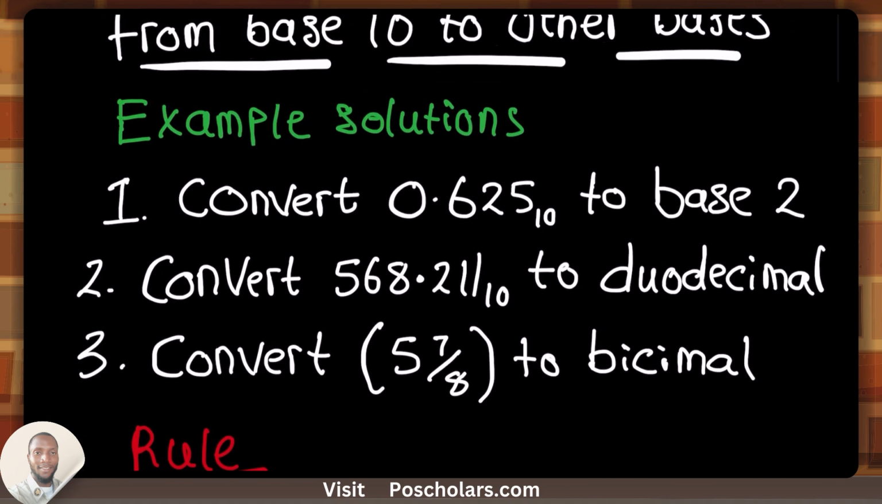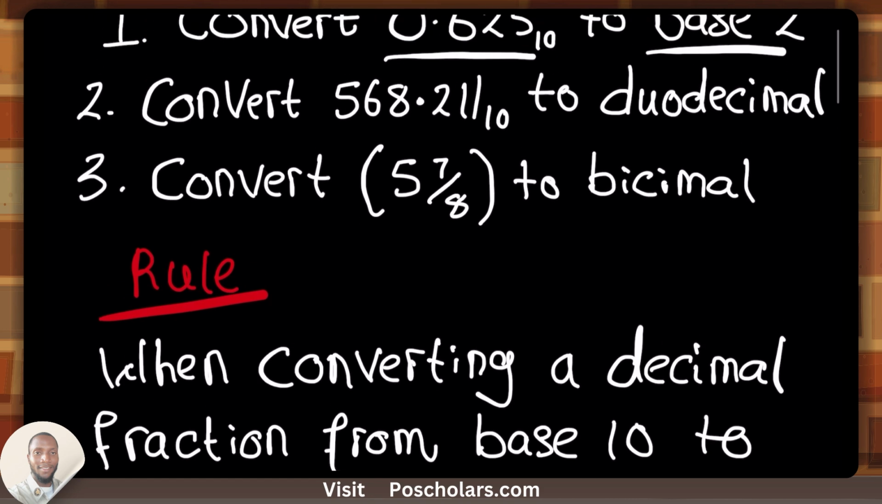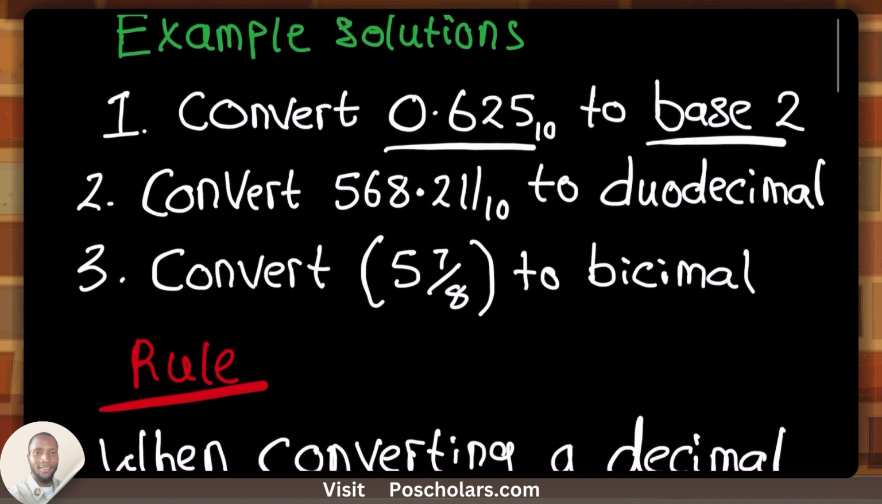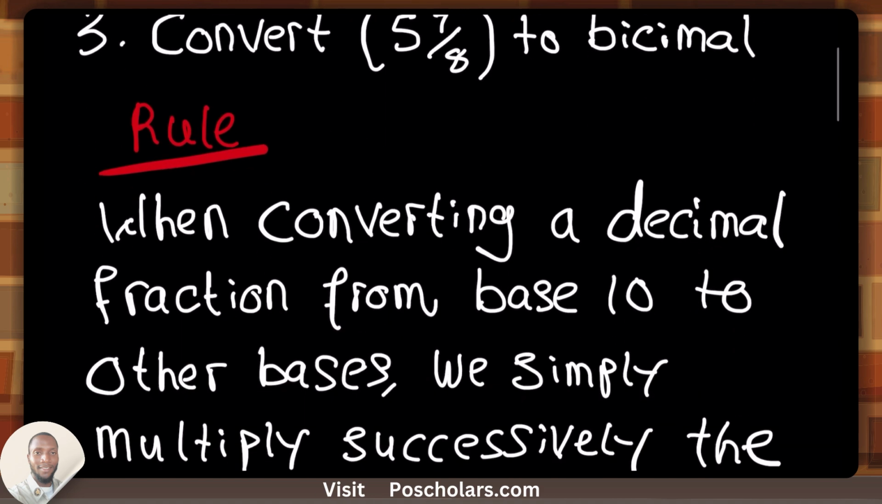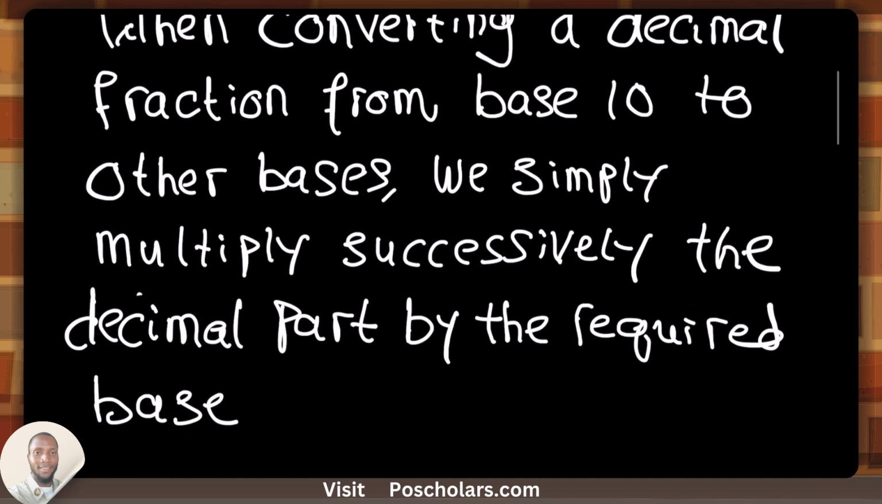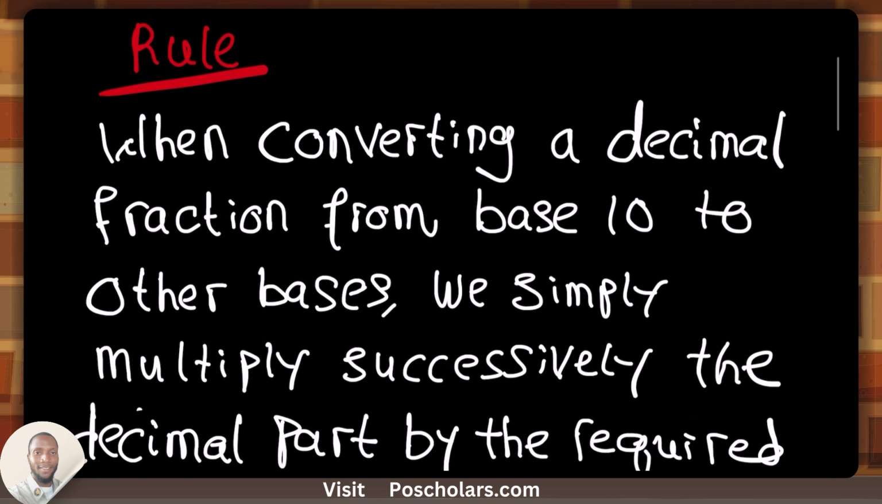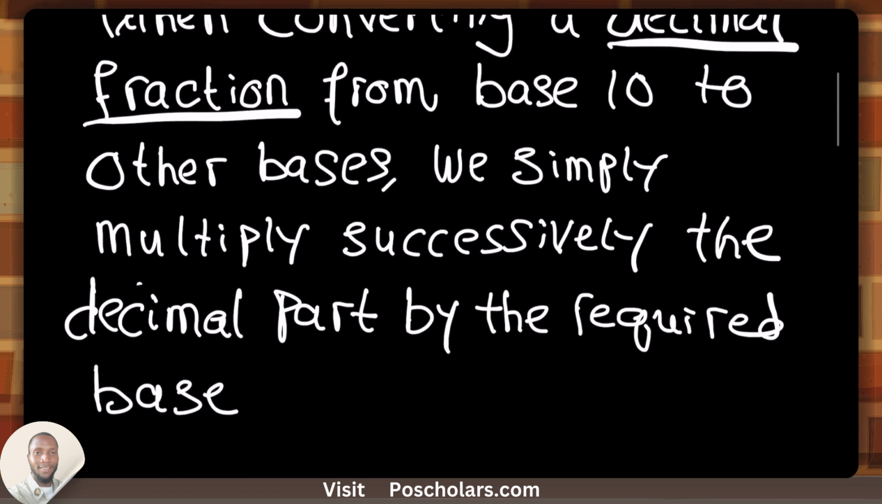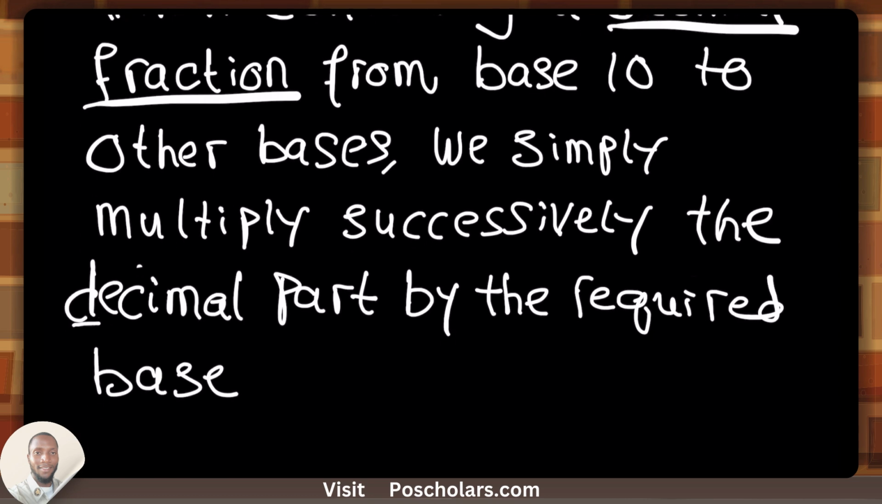The first question says convert 0.625 base 10 to base 2, right? Now, whenever you want to convert a decimal fraction to other base, there's a rule you must follow. It says when converting a decimal fraction from base 10 to other bases, we simply multiply successively the decimal part by the required base. There are 2 keywords I need to explain: decimal fraction and decimal part.